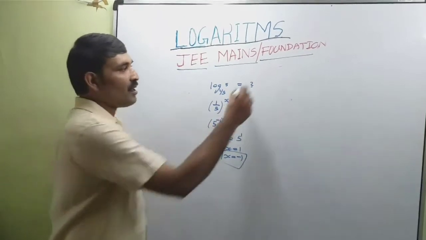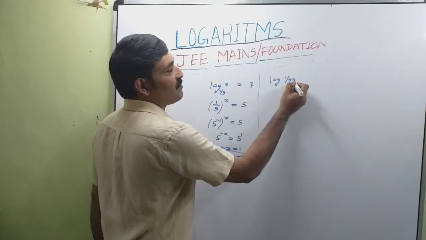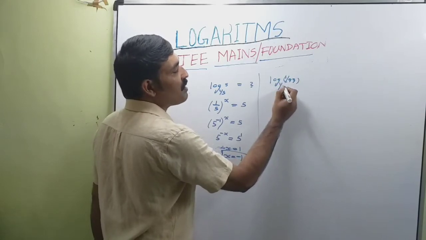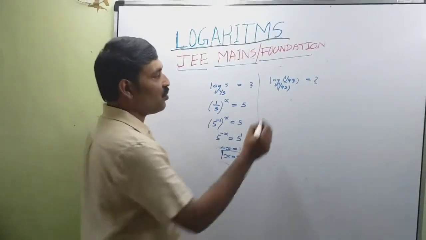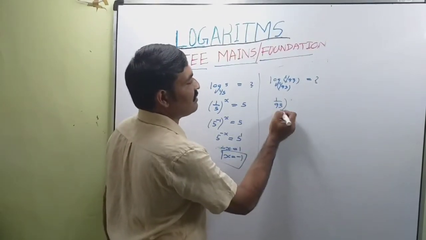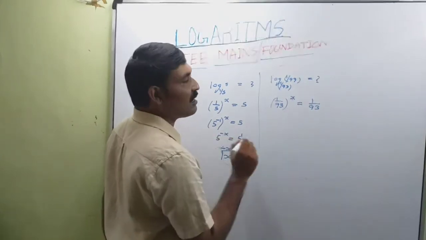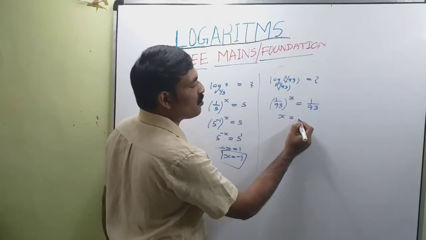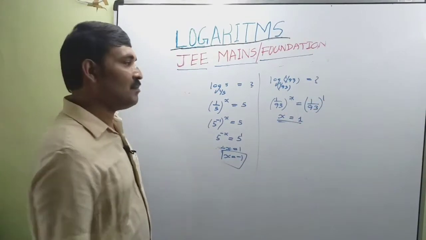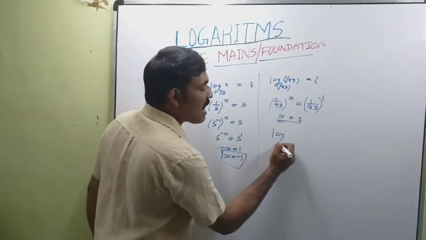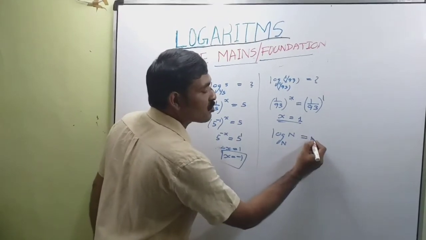Right. Now log 1 by 3 to the base 1 by 3 is equal to question. Now 1 by 3 raised to x is equal to 1 by 3. That indicates x is equal to 1. This is 1 by 3 raised to 1. That means log of any number n to the same base n, the answer should be 1.